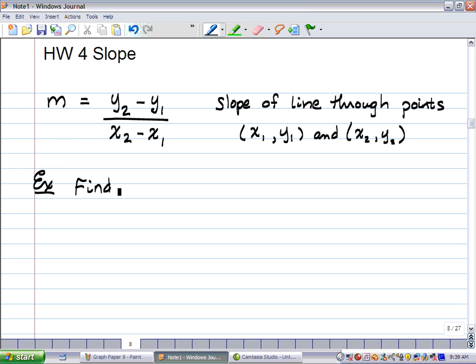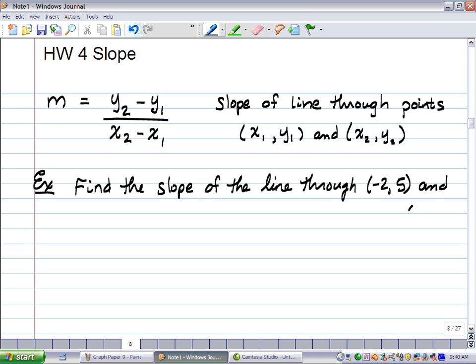Let's find the slope of the line through the 2 points, -2, 5, and 3, 6. Well, I'm going to start out by labeling these points, and when you get a little better at this, maybe you won't find that as helpful. But I'm going to label the first one x sub 1, y sub 1, and the second one x sub 2, y sub 2.